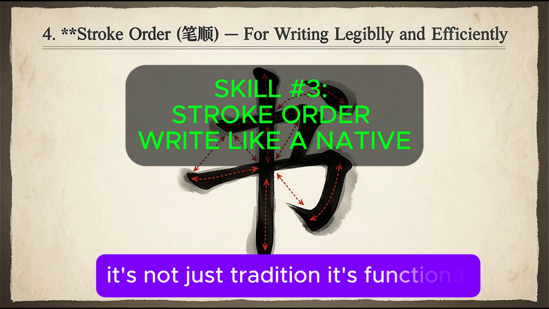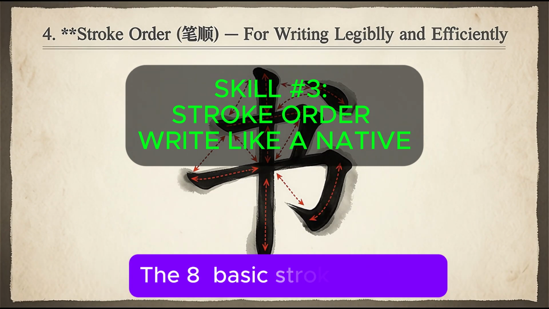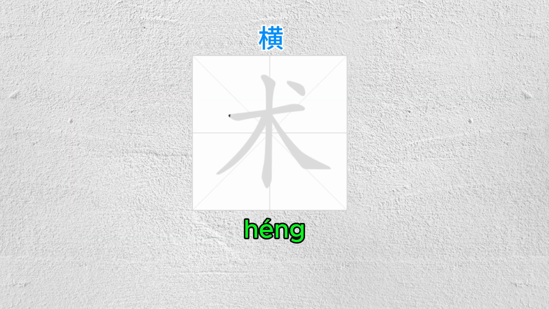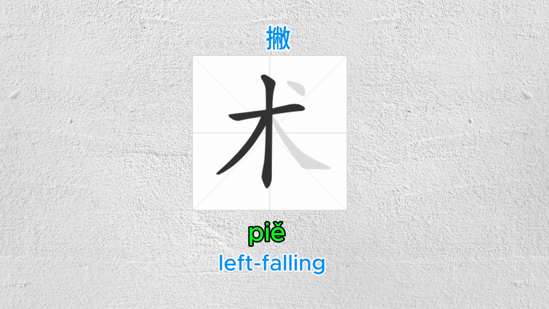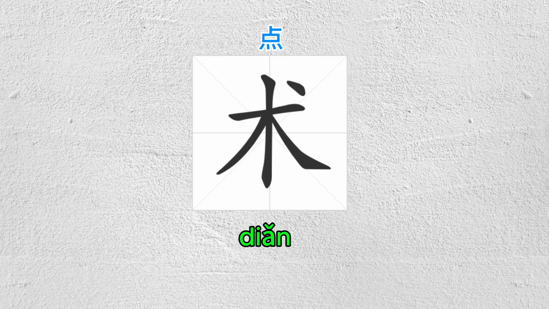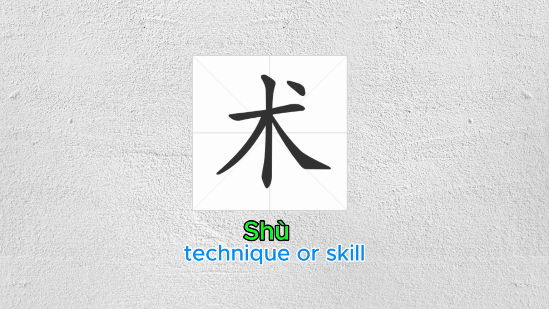Now, stroke order, the correct sequence to write each character. It's not just tradition, it's functional. The 8 basic strokes include 横, horizontal, 竖, vertical, 撇, left falling, 捺, right falling, 点, dot, 提, technique or skill. And there are golden rules.